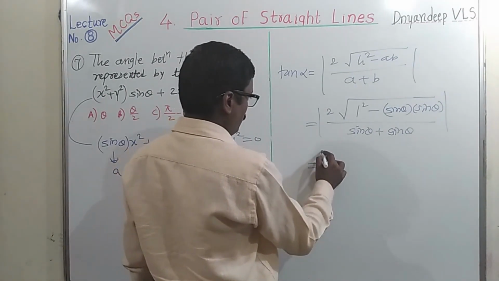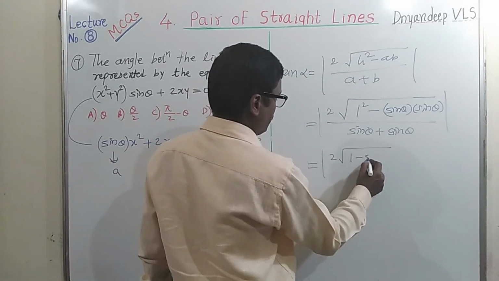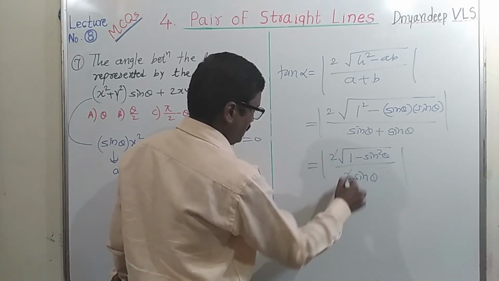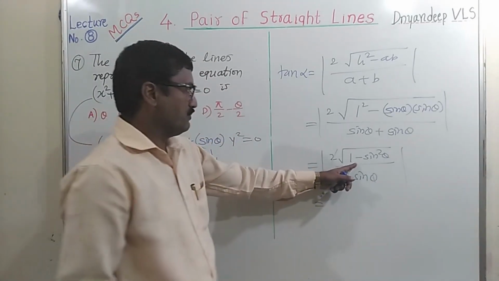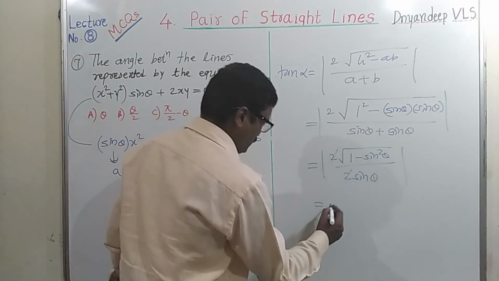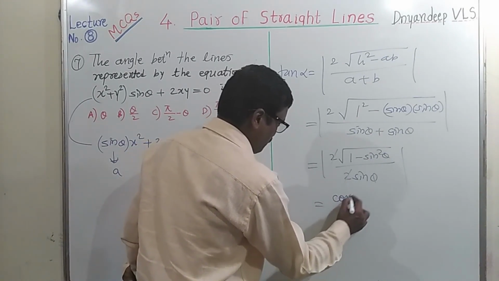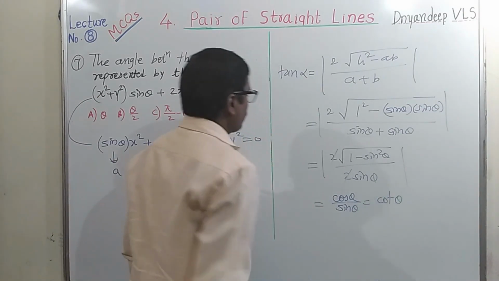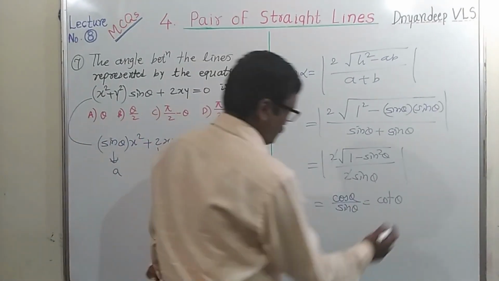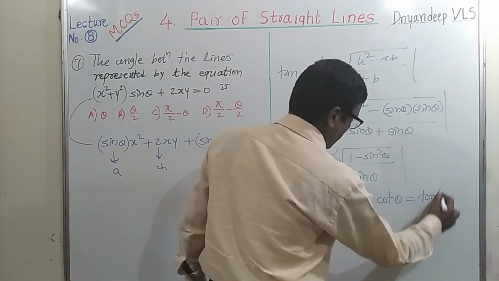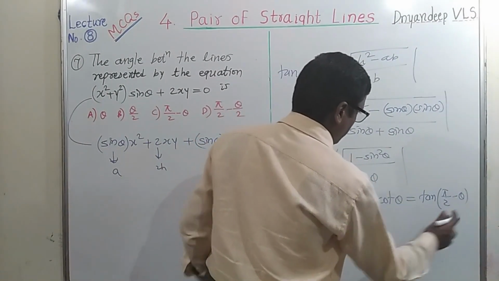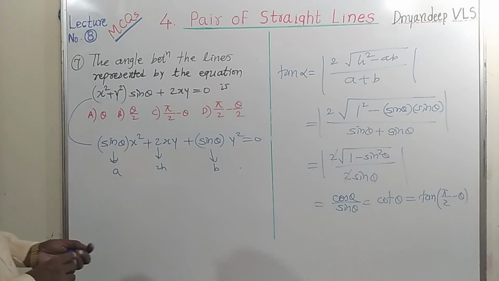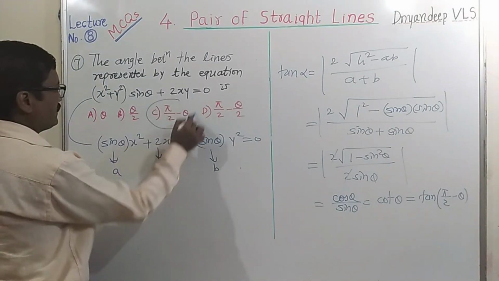So it is equal to mod of 2 root 1 minus sin square theta upon sin theta plus sin theta, which is 2 sin theta. 2 gets cancelled here. That is equal to root 1 minus sin square, which is cos square, its root is cos theta. So mod of cos theta upon sin theta, and it is nothing but cot theta. But we have found tan alpha equal to cot theta. So convert this cot into tan, that is tan of pi by 2 minus theta. Now cancelling tan, alpha equal to pi by 2 minus theta. So the answer is option C, that is pi by 2 minus theta.